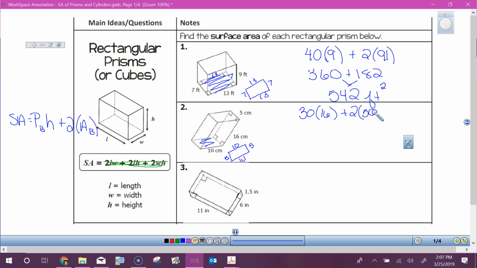Jackson, you paid attention? You still have to keep up with this stuff. All right. So 30 times 16? 480 plus 100. So make sure that you do these two separate, because you've got to multiply before you can add. So you've got to do these two parts separate before you add them together. You get 580 centimeters squared.